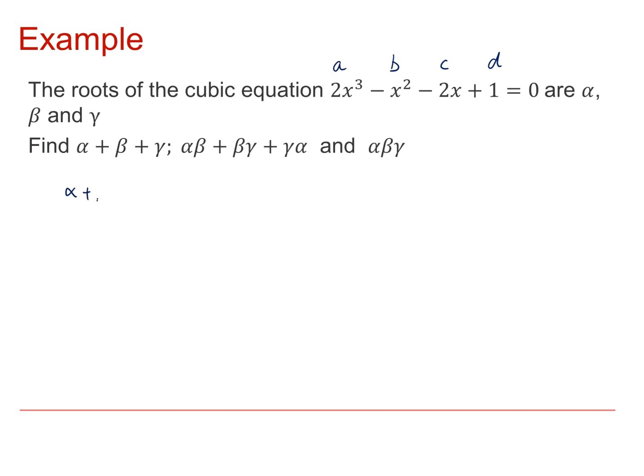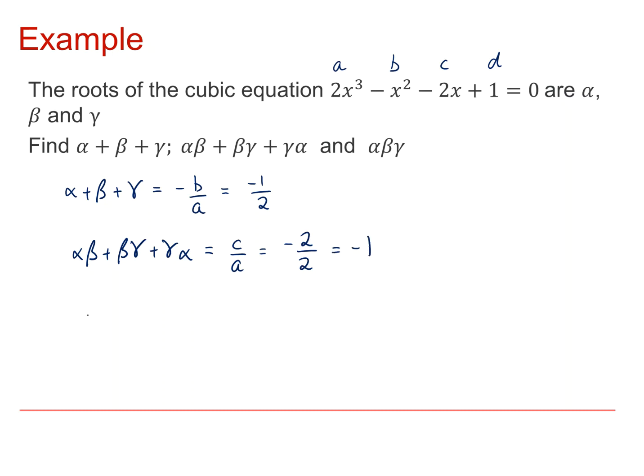Alpha plus beta plus gamma is minus B over A, and that's minus 1 over 2, minus a half. Alpha beta plus beta gamma plus gamma alpha is equal to C over A, and that's minus 2 over 2, which is minus 1. And alpha beta gamma is minus D over A, which is minus 1 over 2, minus a half.